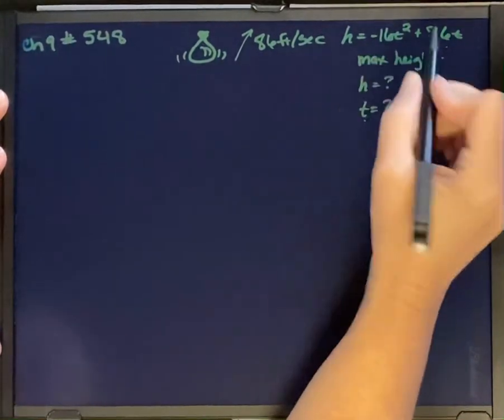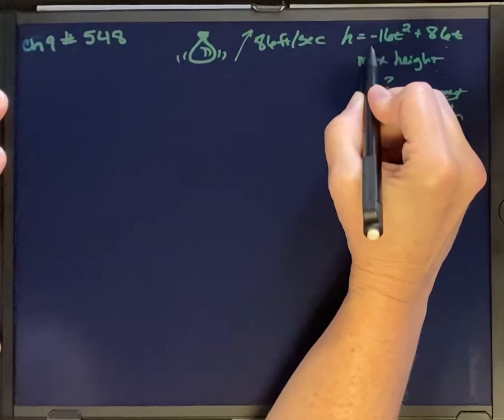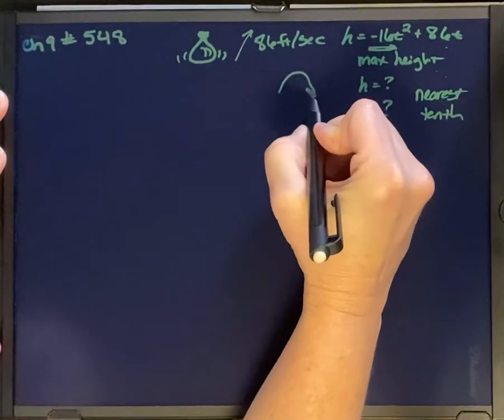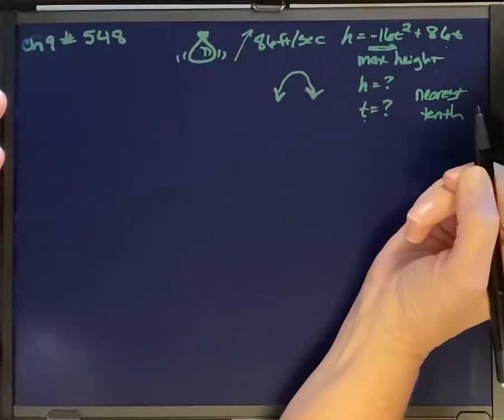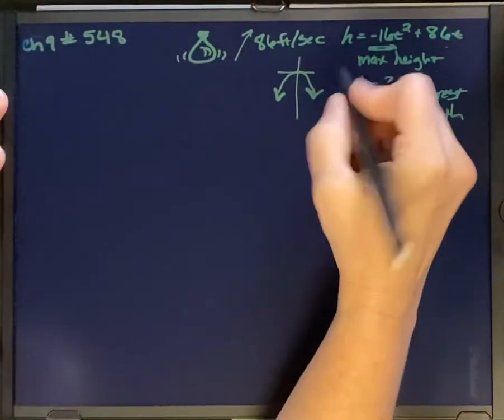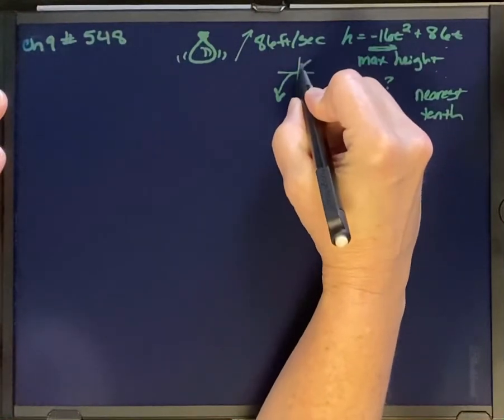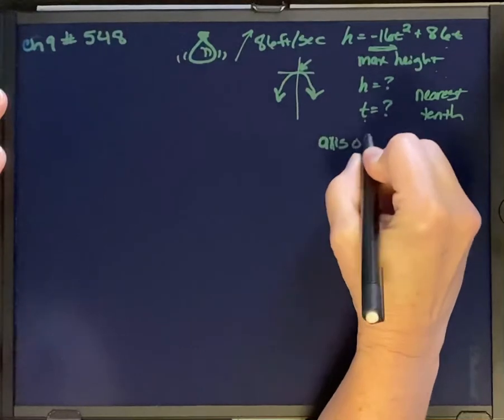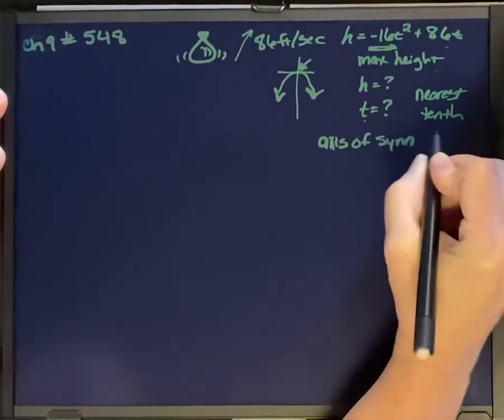So because our A coefficient here is negative, that's going to mean that our parabola is going to open downwards, and our maximum height is going to be at the vertex. So if you recall, in order to find that value, we want to find the axis of symmetry, and that's going to give us our x value that we need.